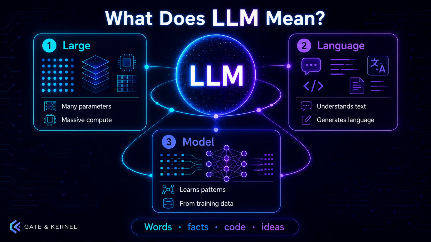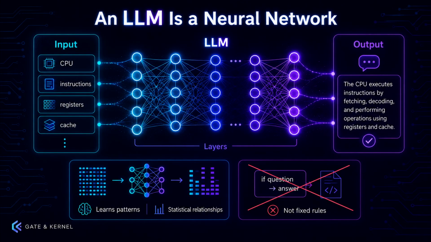Second, language. Language means the model is designed to process and generate human language. That includes everyday conversation, technical writing, programming code, mathematical expressions, document formats, and translation between languages. Third, model. A model is a mathematical system that has learned patterns from training data. An LLM can perform many language-related tasks because it has learned relationships between words, phrases, facts, programming syntax, writing styles, and ideas.